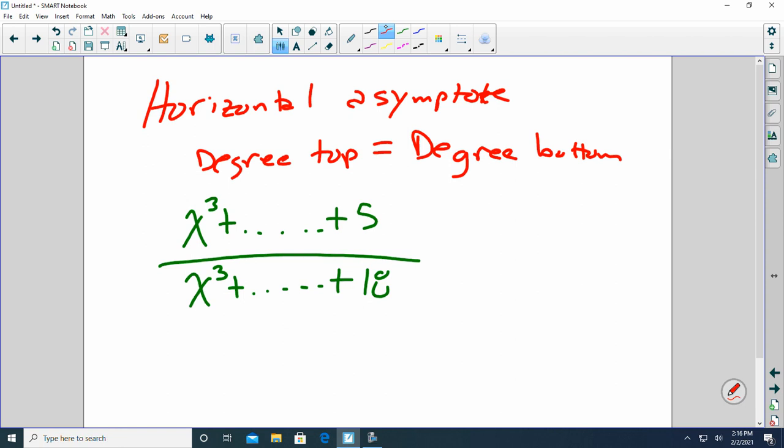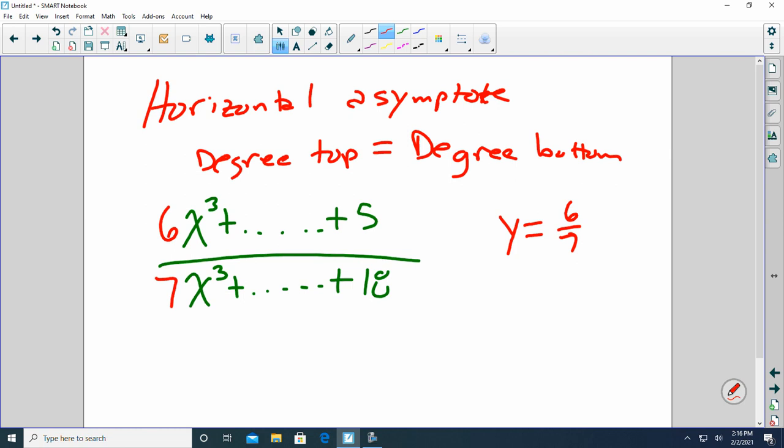Okay. Let's put a number out here. Let's put 6 out here, and let's put 7 over here. So my horizontal asymptote on this one is going to be y equals 6 over 7, which is a horizontal line at about 1. That's when that's taking place.